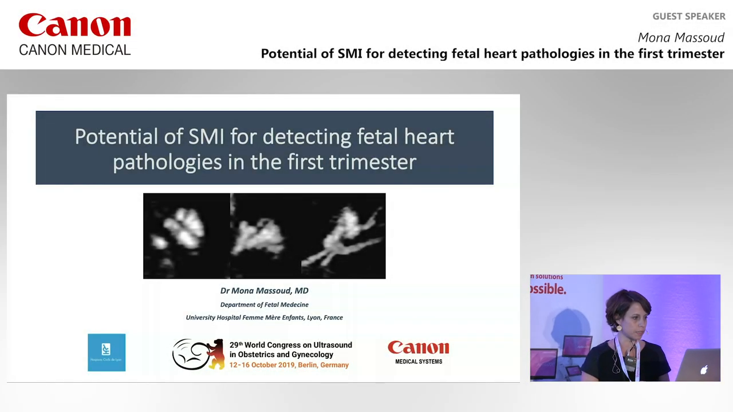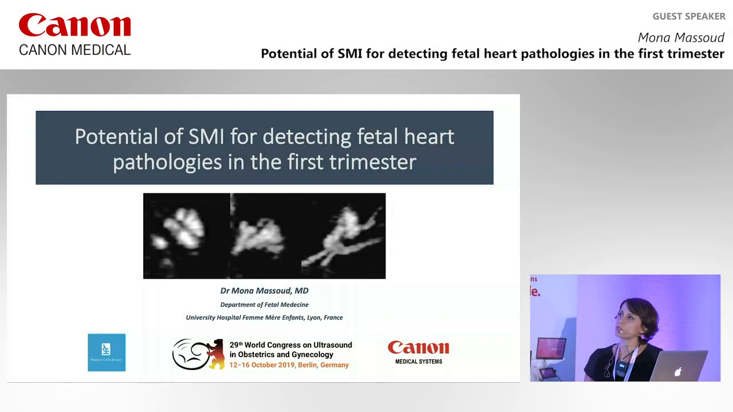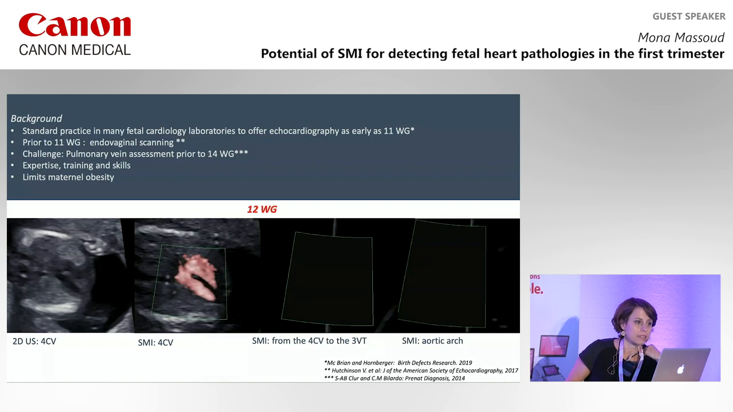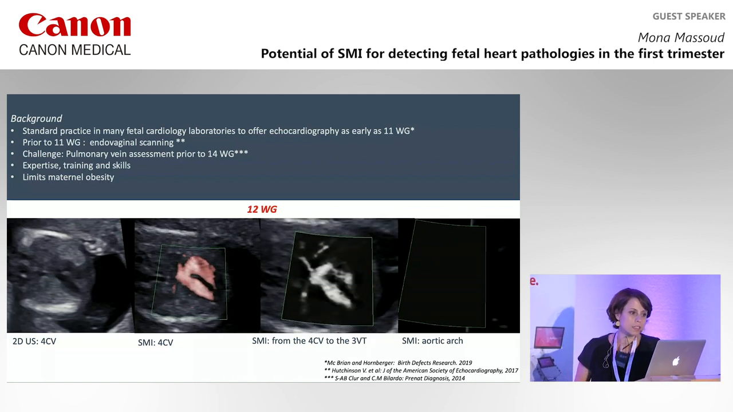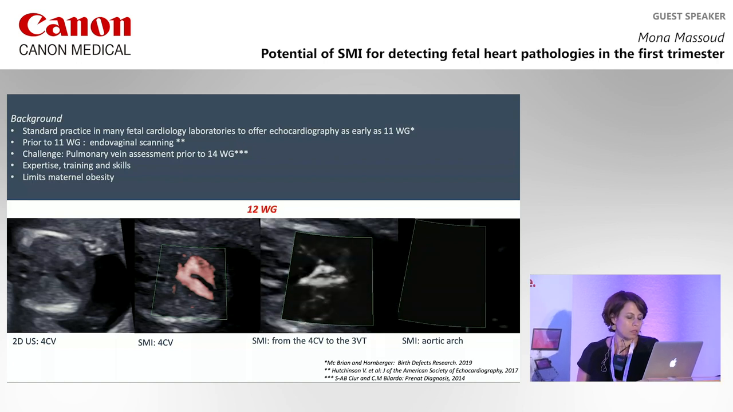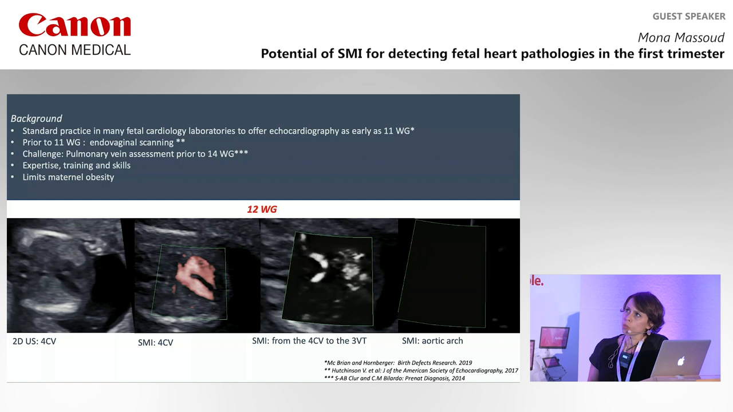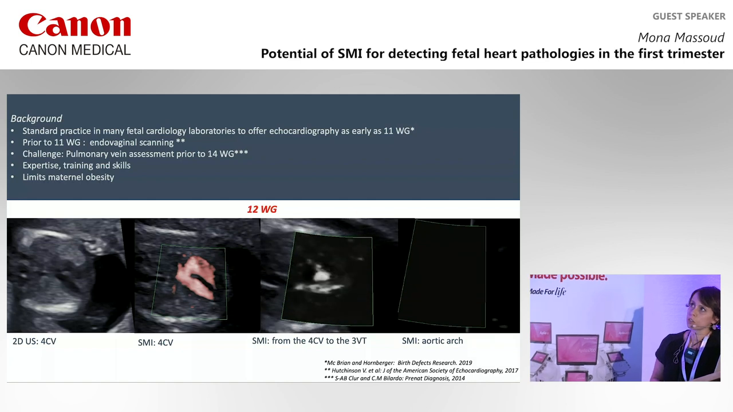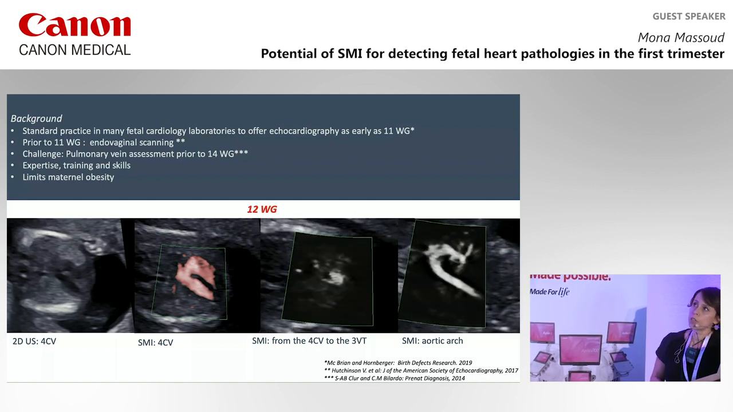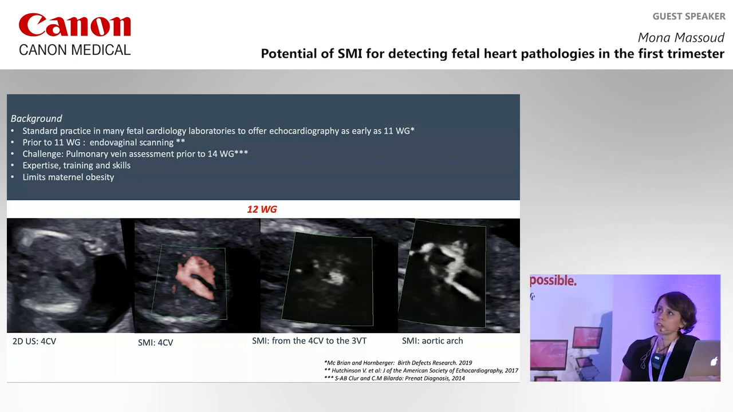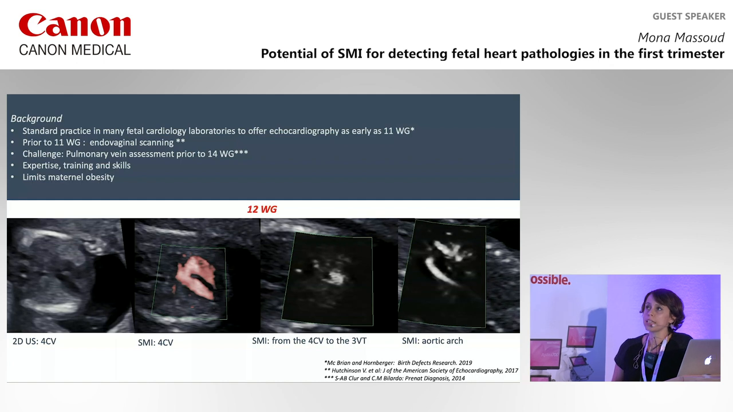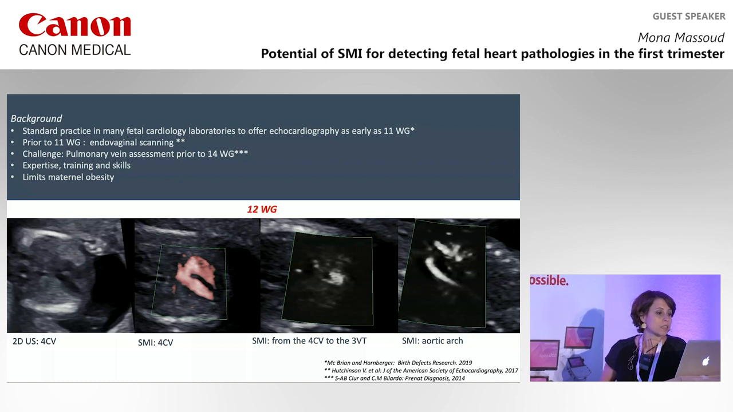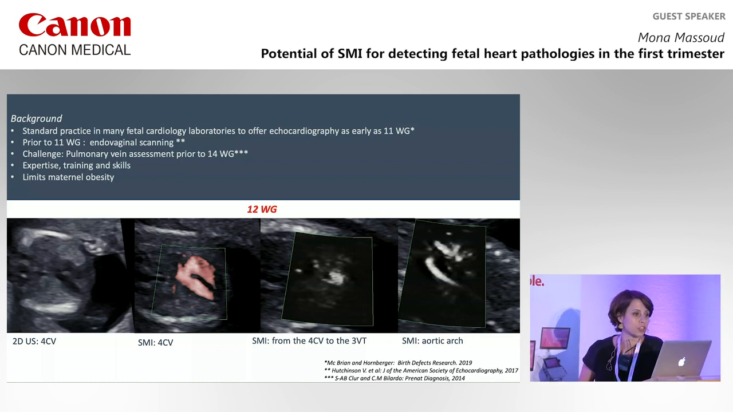So I'm going to present the potential of SMI for detecting fetal heart pathologies. What is already said is that fetal heart assessment is becoming a standard practice in many fetal cardiology laboratories with advances in fetal imaging technology. So usually we use the endovaginal scanning with the abdominal scanning, especially in the earliest weeks of gestation. The challenge is the assessment of the pulmonary veins prior to 14 weeks of gestation.